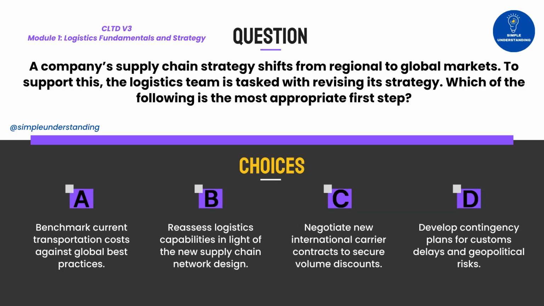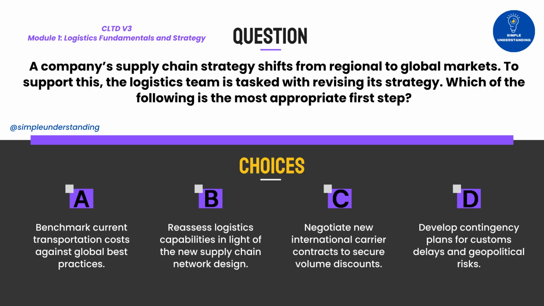Question 5. A company's supply chain strategy shifts from regional to global markets. To support this, the logistics team is tasked with revising its strategy. Which of the following is the most appropriate first step? A. Benchmark current transportation costs against global best practices. B. Reassess logistics capabilities in light of the new supply chain network design. C. Negotiate new international carrier contracts to secure volume discounts. D. Develop contingency plans for customs delays and geopolitical risks.